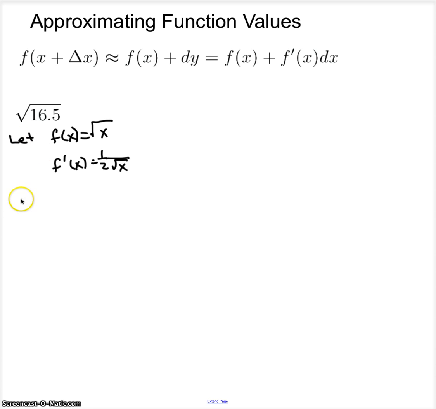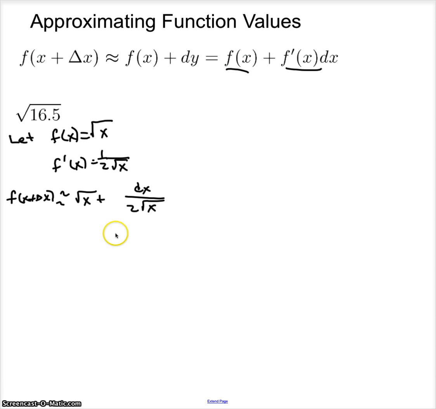So, f of x plus delta x is going to be approximately equal to f of x, which is the square root of x, plus f prime of x dx, which is 1/2 divided by the square root of x. So all I've done is I plugged straight in f of x and f prime of x dx. Now, this is the approximation for the square root function.